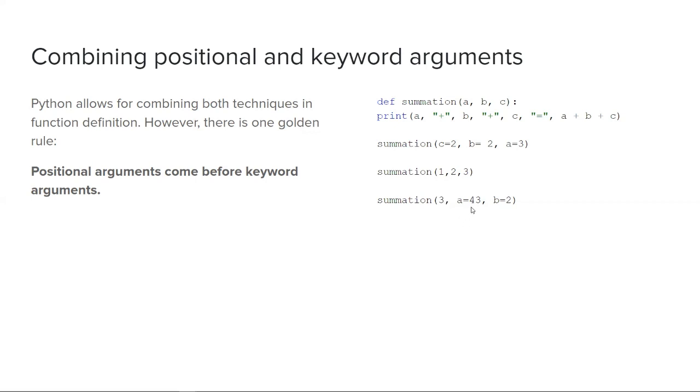So for this to work, this would have to be B, this would have to be C, but I'll show you in the examples later. So positional arguments come before keyword arguments. That's in bold. There's the golden rule. So you can't have a keyword assignment and then have a positional after it. That would also throw you an error, okay?